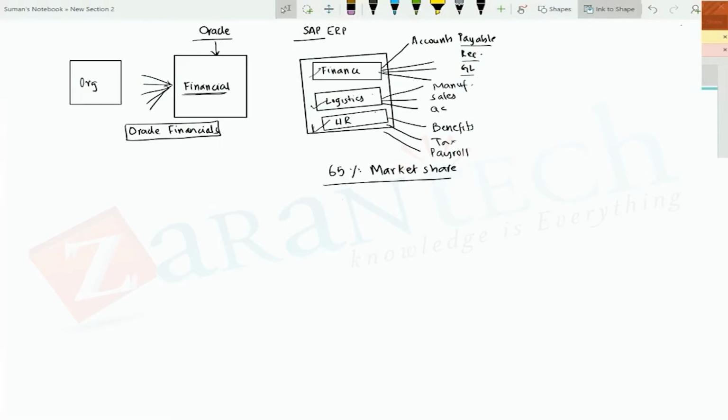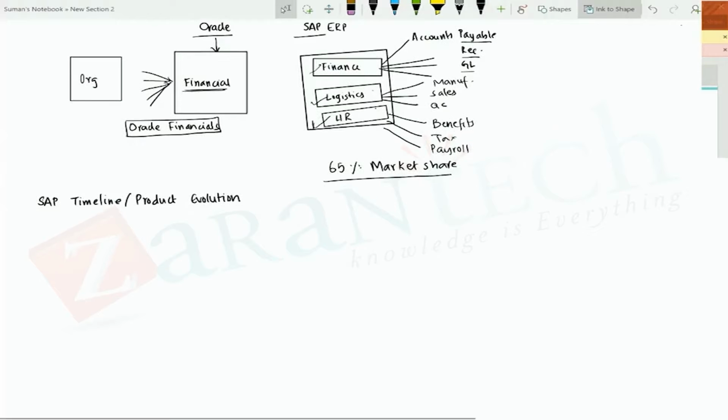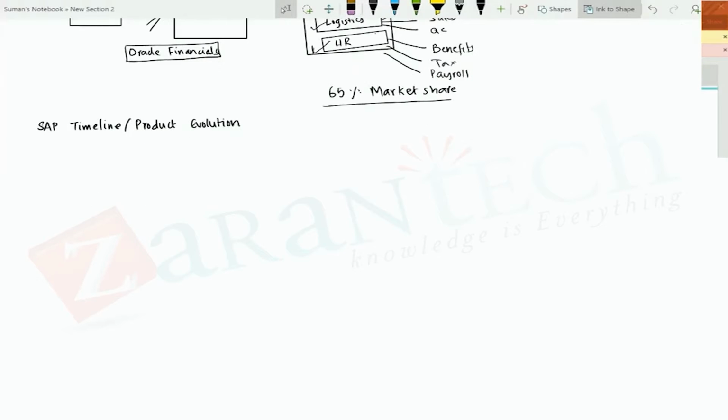Now, let's understand the timeline here. Let's quickly talk about the SAP timeline and product evolution. Why is this important? You need to understand why SAP HANA is in the marketplace. For you to understand that, if you quickly travel through time, you will understand what products came into the market within SAP, what happened to them, what the challenges were, and how those challenges were overcome by SAP's new set of products. That's what we are trying to do here.